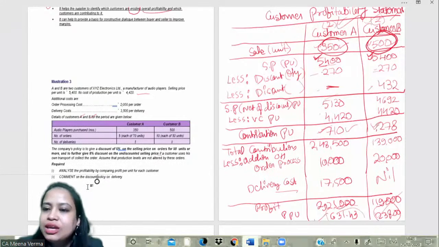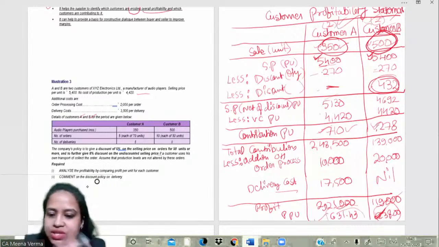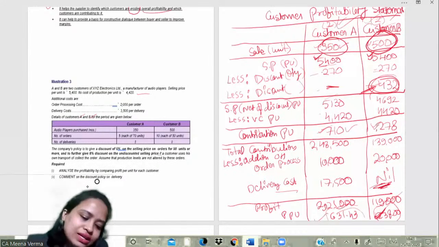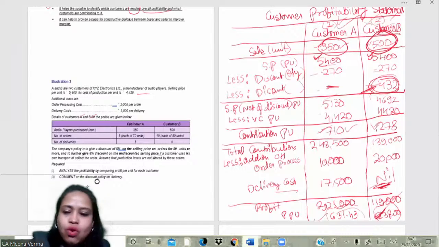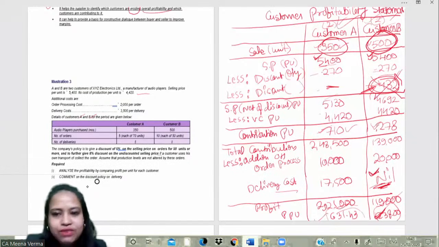Okay, so you are saying, ma'am, if you want to increase the profitability of this customer B, you should reduce this discount. Okay. Now see here, why are we giving discount to customer B? We are giving them this discount because there is no delivery cost. We are not incurring any delivery cost at this place. So they are saying that what if we don't incur this cost and we incur this cost? We don't want to give them discount.